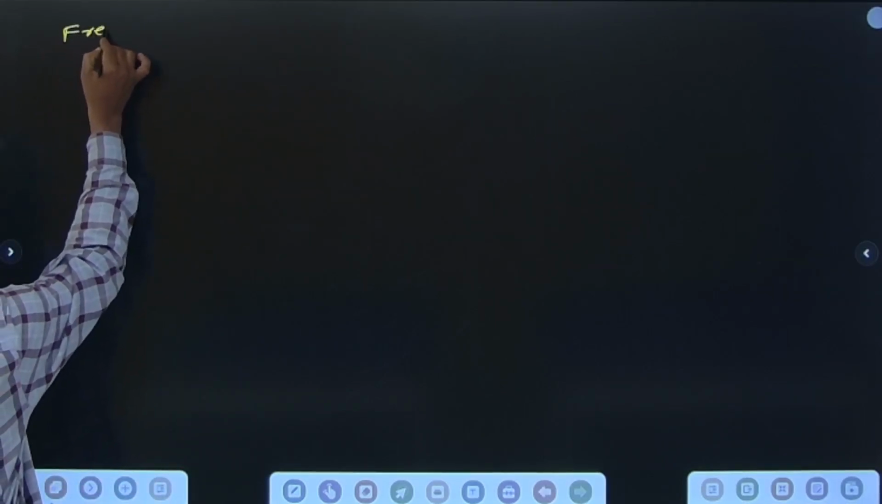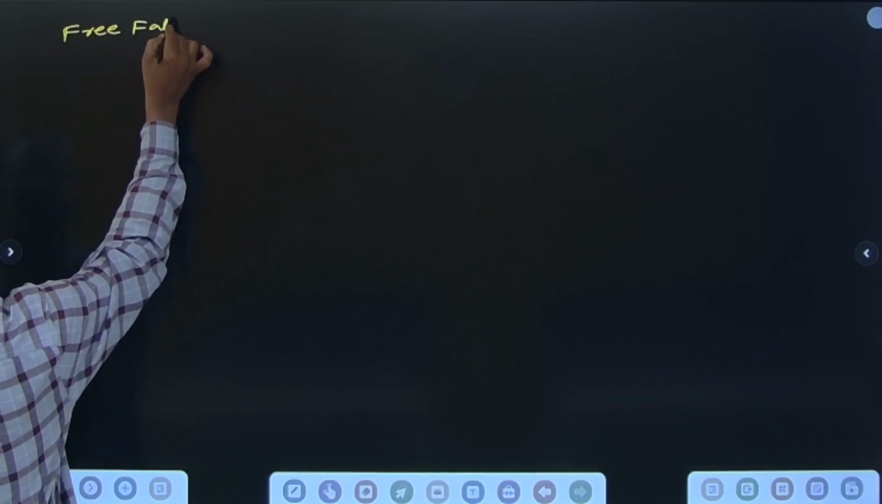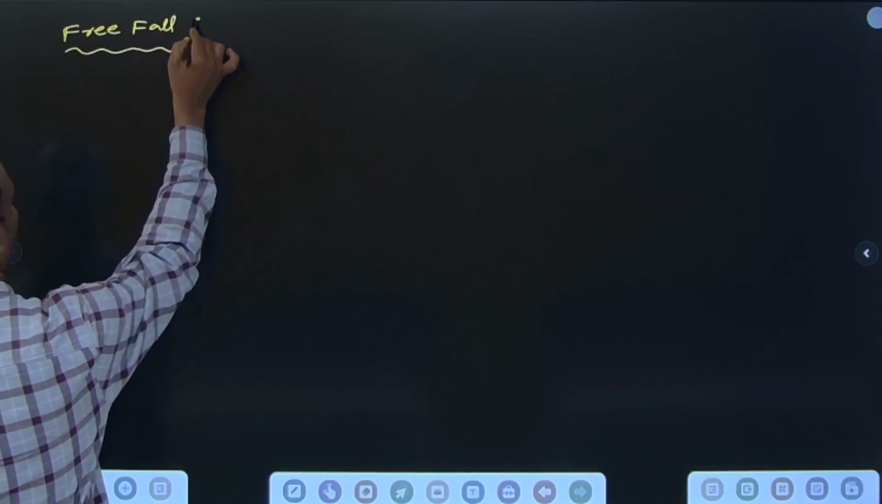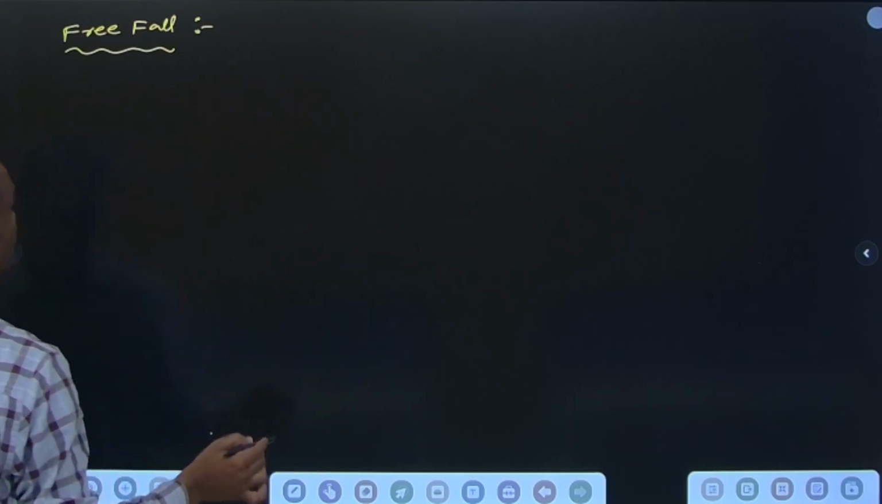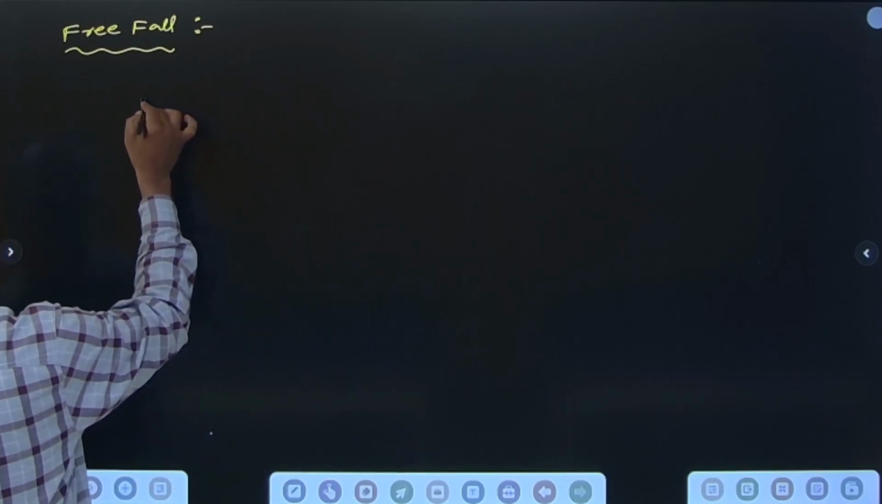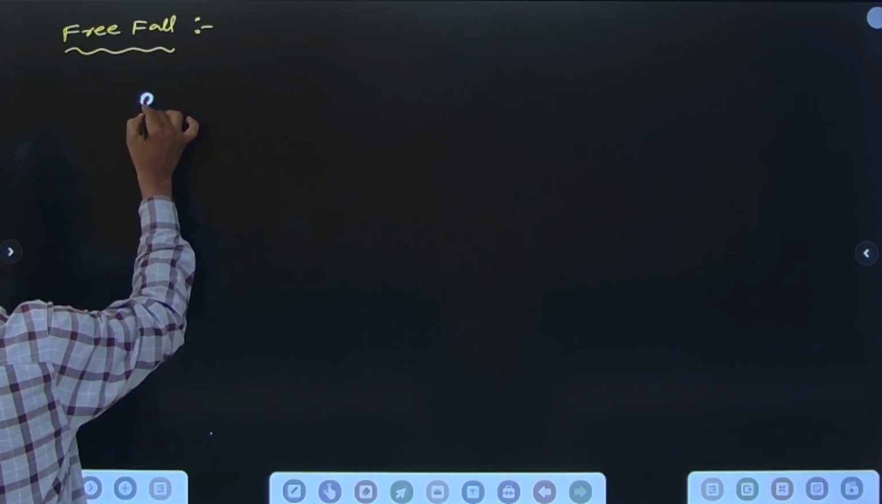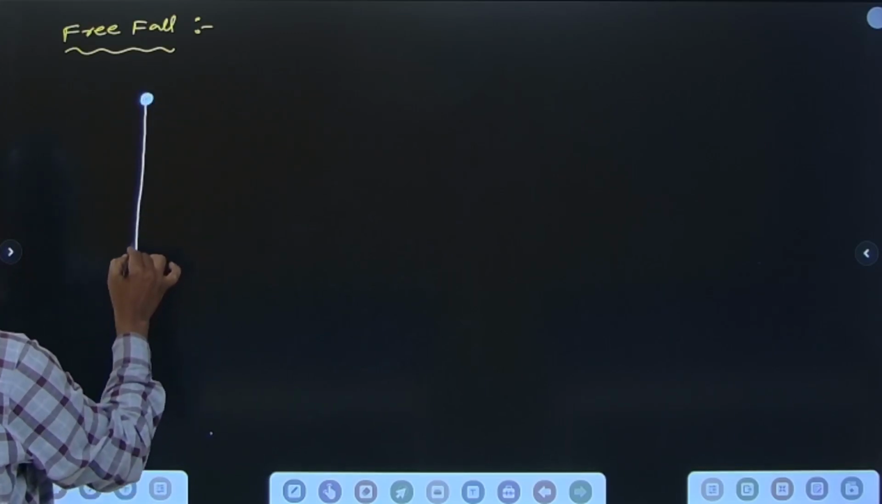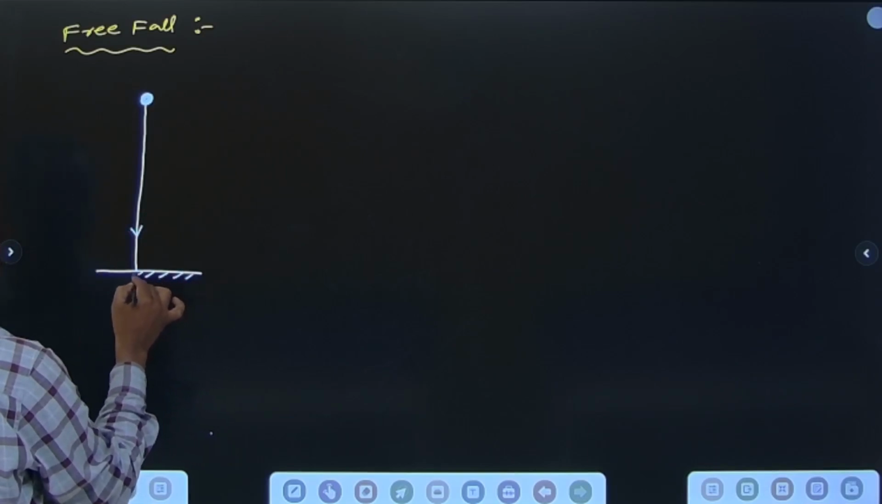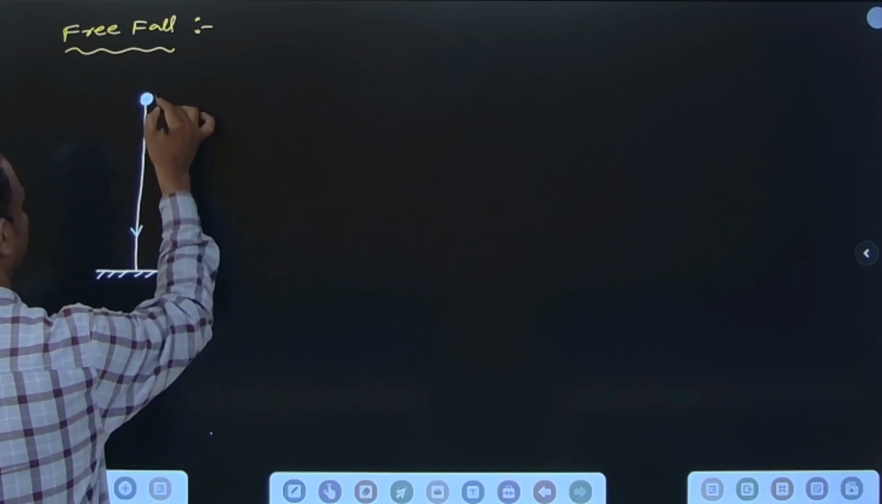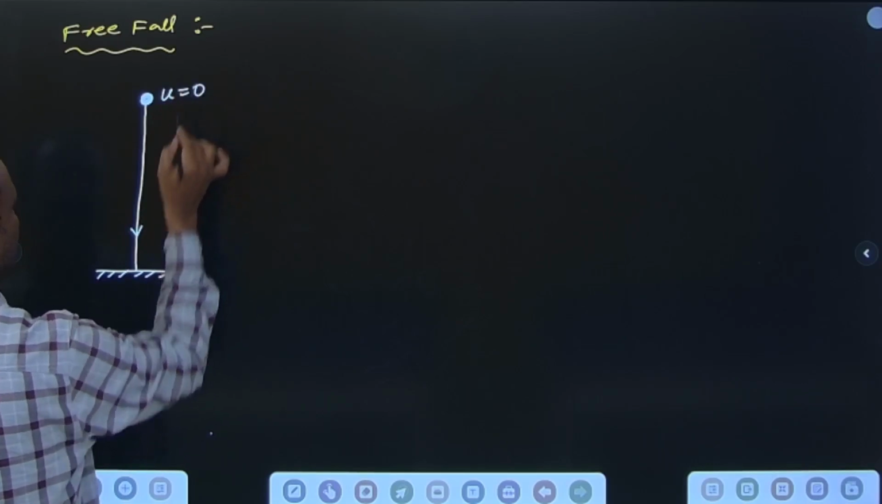This is free fall. A body is dropped from a certain height. Here is the ground. Its initial velocity u is equal to 0.